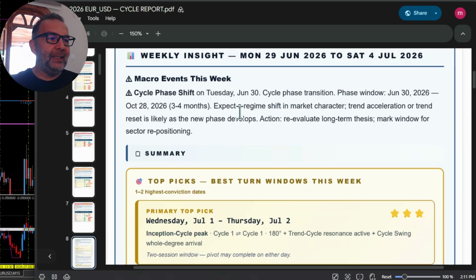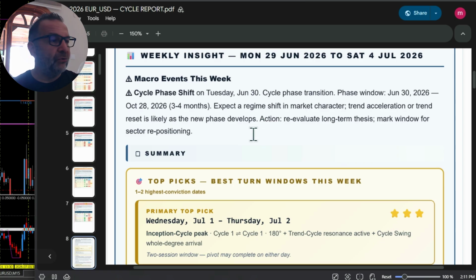Now I've done a weekly insight. There is no fluff. There's just information. So let's go over the weekly and see what happens. Now, here we're looking at a cycle shift. So this is from June to October, as you can see. So it's pretty full on.